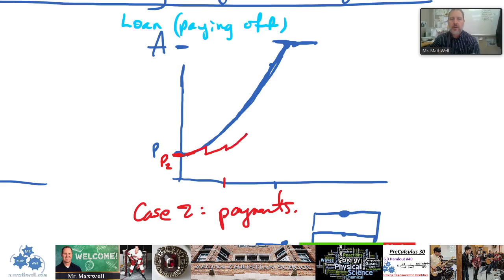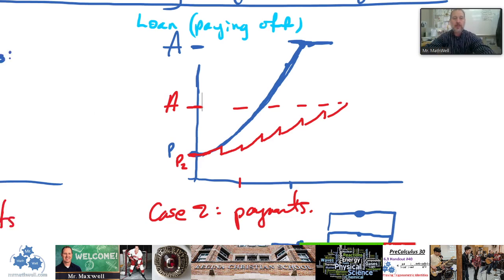So it's going to grow, knock it down. It's going to grow, knock it down. You keep knocking it down. And so what happens is you end up owing this much at the end, because you kept knocking down the principal there. Hopefully that makes sense. I don't know, that makes sense to me anyways.